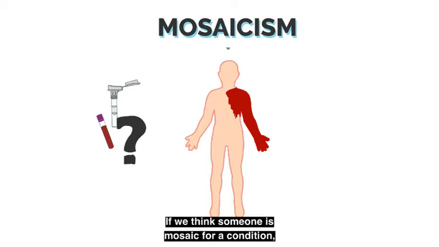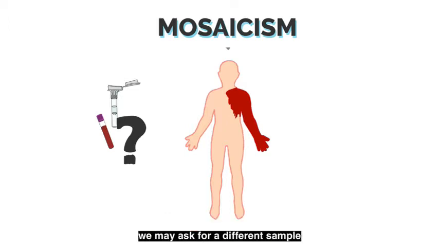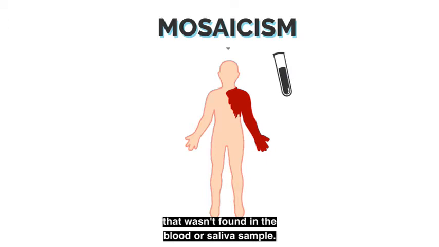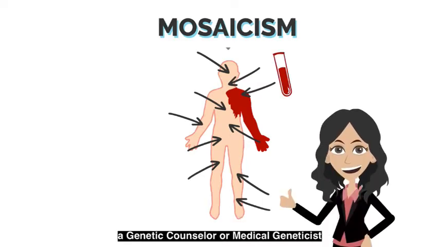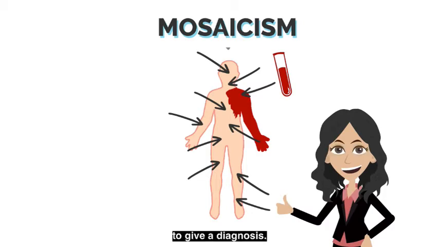If we think someone is mosaic for a condition, we may ask for a different sample to see if there's a change present there that wasn't found in the blood or saliva sample. This is very difficult because we can't test every tissue in the body to see what's affected. Mosaicism is just another reason to work with a genetic counselor or medical geneticist who will use more than just a genetic test to give a diagnosis.